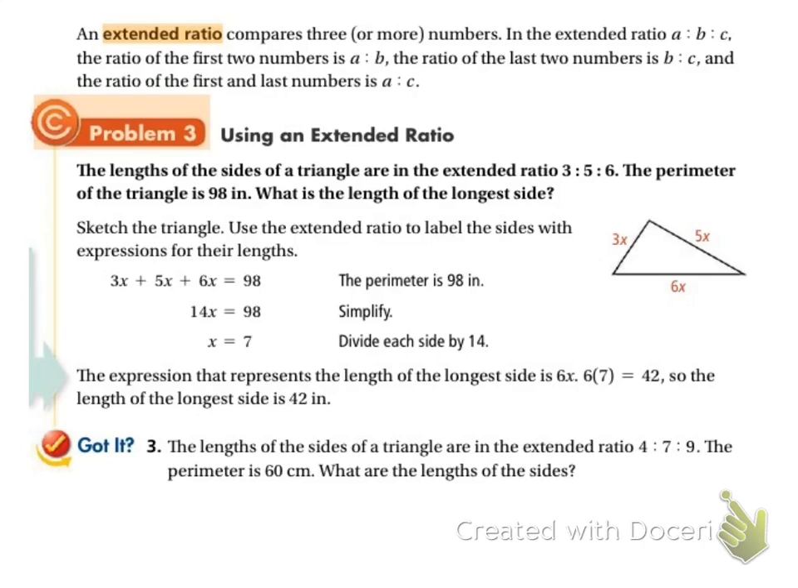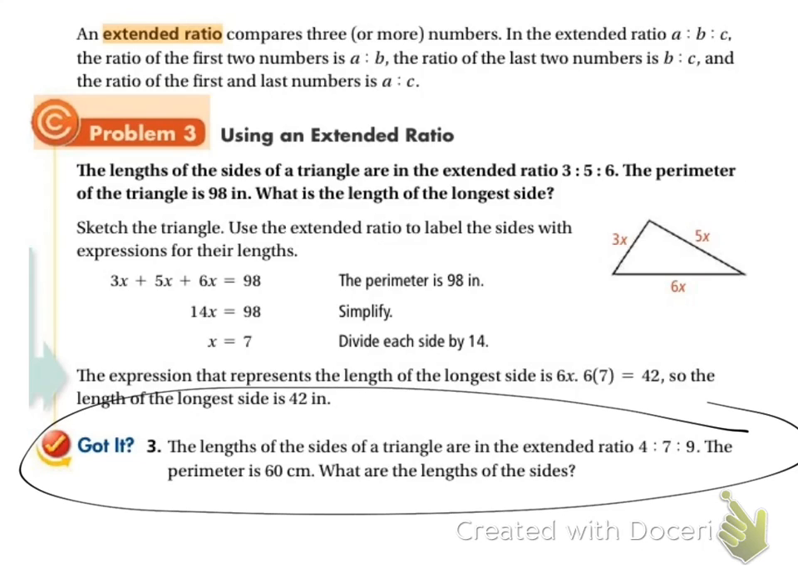We can do that same sort of thing this time with an extended ratio. An extended ratio compares at least 3, sometimes more, numbers. And it's going to look something like A to B to C with colons. We could use the word "to" as well, but we can't really write that as a fraction, right? It's not going to make sense. So usually you'll see it with colons. And we can use the same sort of thing as we did in the last problem where you just stick an x on it. So let's look at our bottom got it problem.